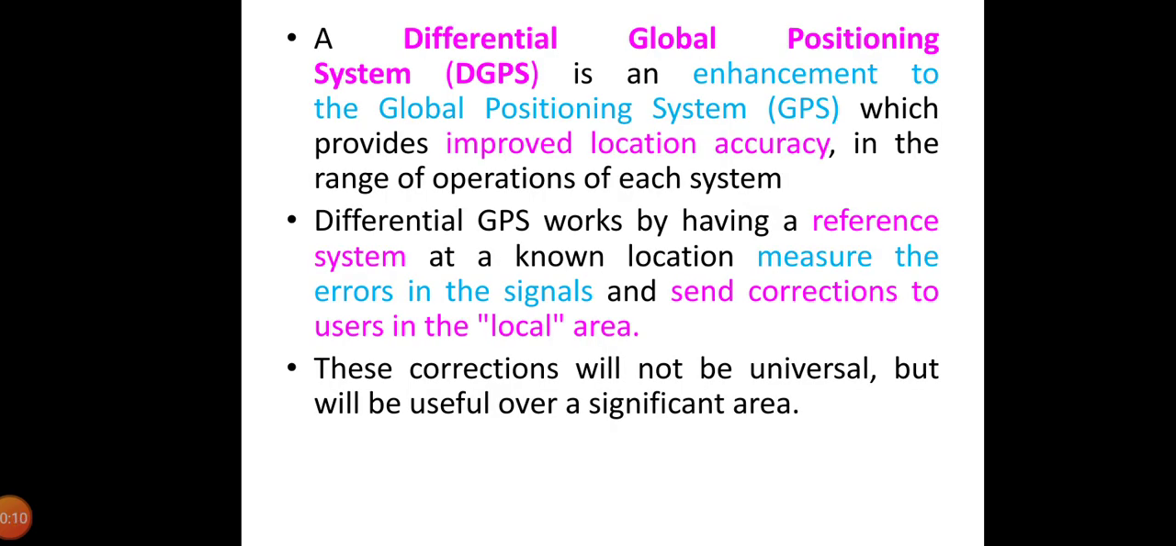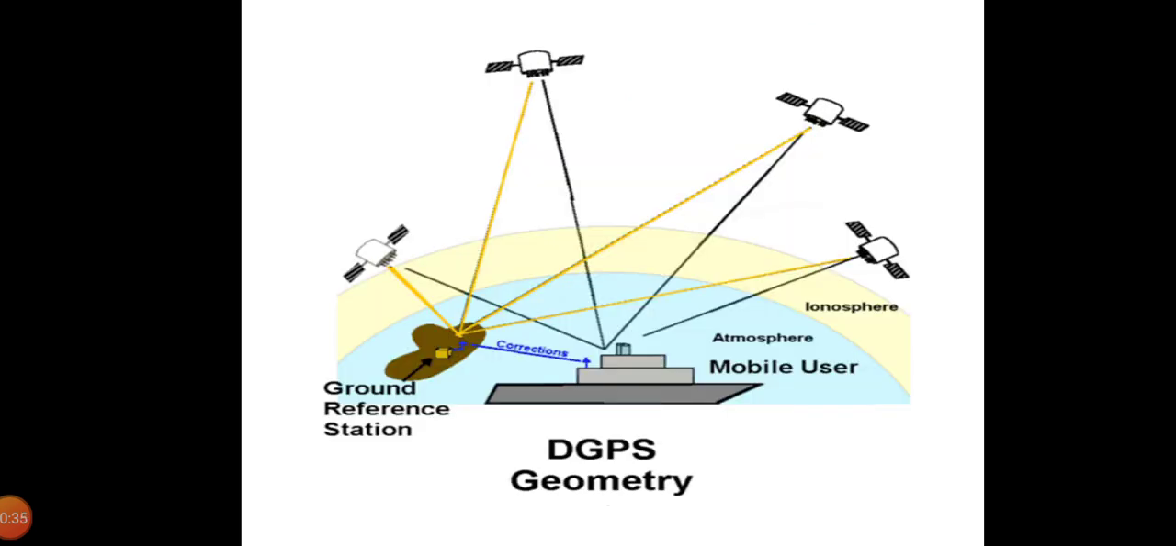A differential global positioning system is an enhancement to the global positioning system which provides improved location accuracy in the range of operation of each system. Differential GPS works by having a reference system at a known location measure the errors in the signals and send corrections to the users in the local area. These corrections will not be universal, but they will be useful over a significant area.